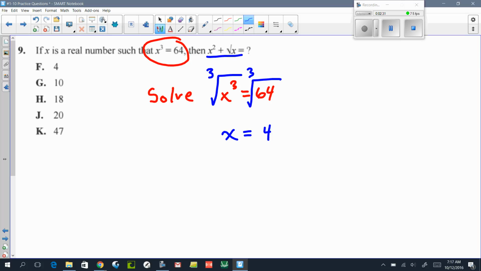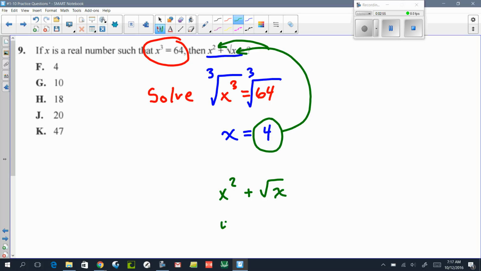It's not plus or minus 4. If it was a square root, we could have plus or minus. But in this case, a cube root has one solution, so we're going to have x equals 4. Now, once we've found x equals 4, all we need to do is take this value of 4 and plug it back in to the second part. Because it's asking us what happens once we find x if we take x squared plus the square root of x. So in this case, we're going to have 4 squared plus the square root of 4, which is 16 plus 2 for a total of 18.